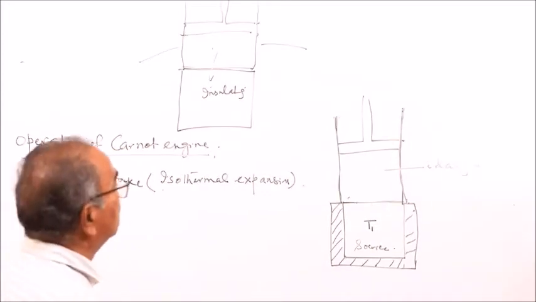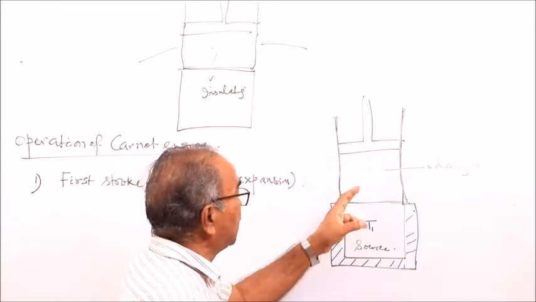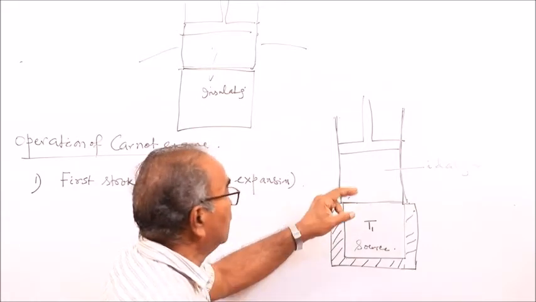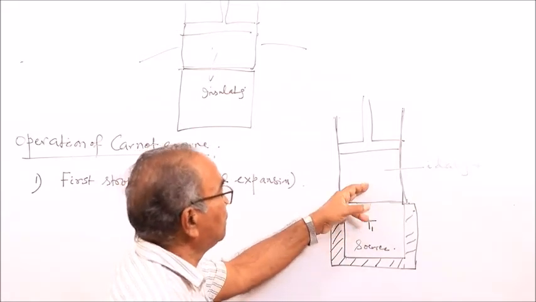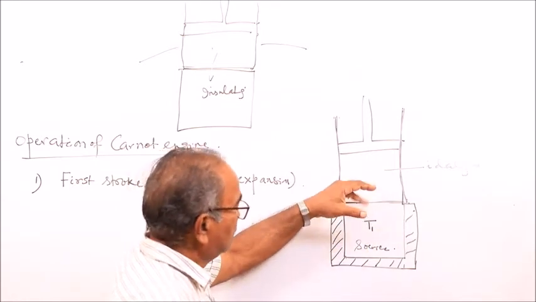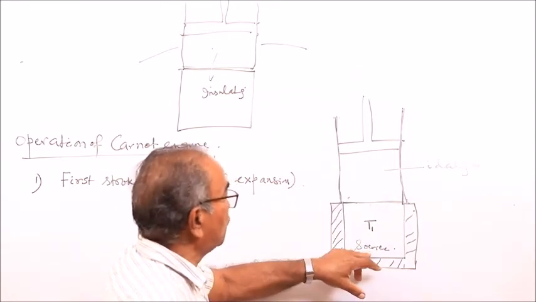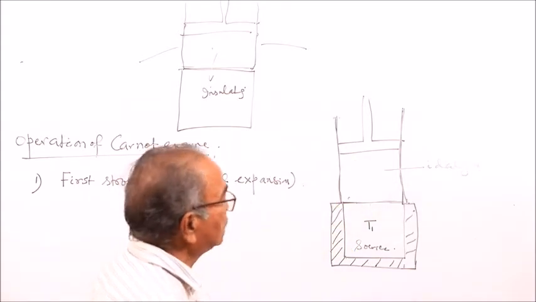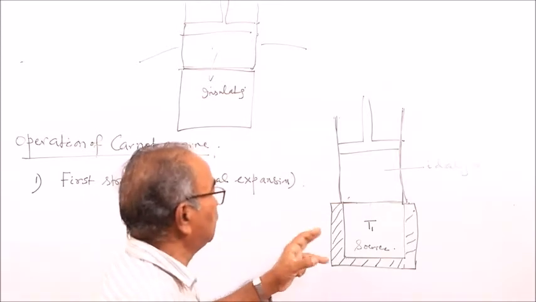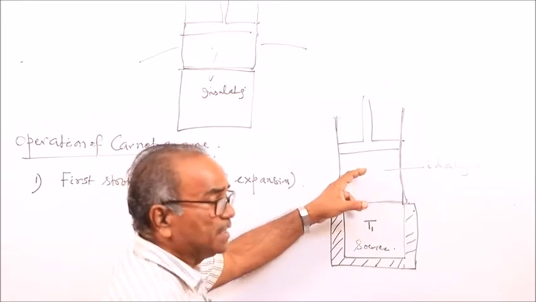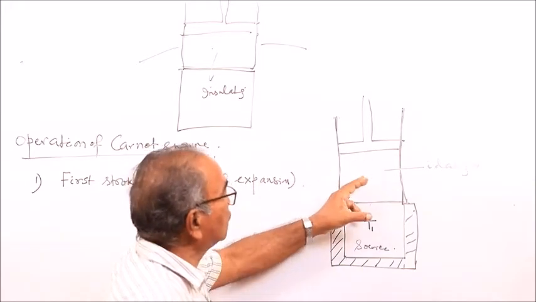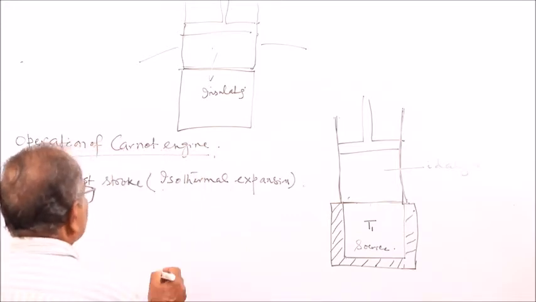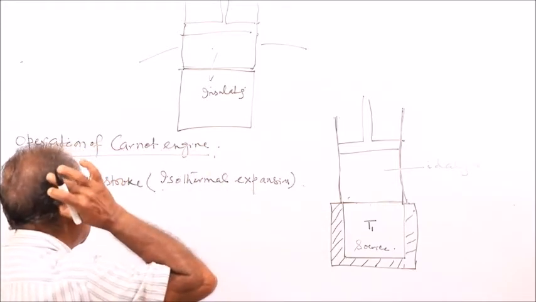This ideal gas with cylinder is kept over the source. Its initial pressure was, suppose, P1, volume V1, and temperature T1. It is kept on the source till the pressure changes from P1 to P2 and volume changes from V1 to V2. Since the temperature remains constant and there is expansion, this is called isothermal expansion. In the PV diagram, this is the first stroke of the engine.